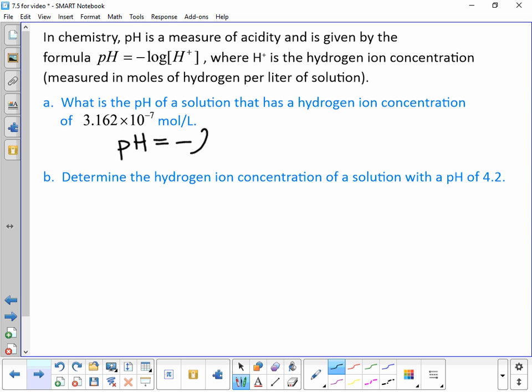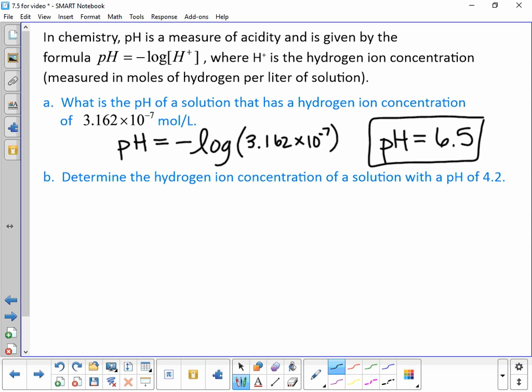Well, pH is equal to the negative log of the concentration of hydrogen ions. 3.162 times 10 to the negative 7th. And we can use our calculator to evaluate that. You just type it in as it is. And when we evaluate that, we find that the pH of this solution is about 6.5. So it's slightly basic. 7 is neutral. It's okay if you don't know that, but if you were in chemistry, you might recognize that.